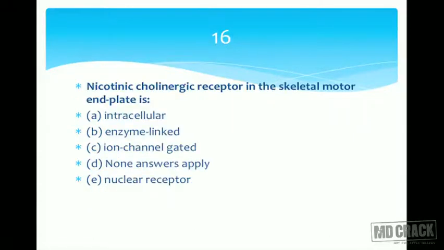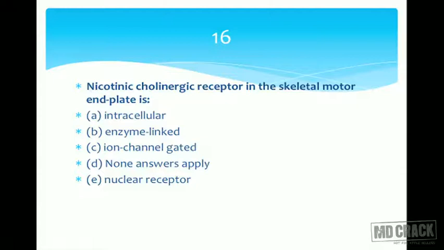16. Nicotinic cholinergic receptor in the skeletal motor end plate is of what type? We are speaking about skeletal muscle, so it's a nicotinic receptor. The question is what type, and this is what the examiner is interested in. The options: intracellular receptor, enzyme linked receptor, ion channel gated receptor, none of the answers apply, and the last one is nuclear receptor.